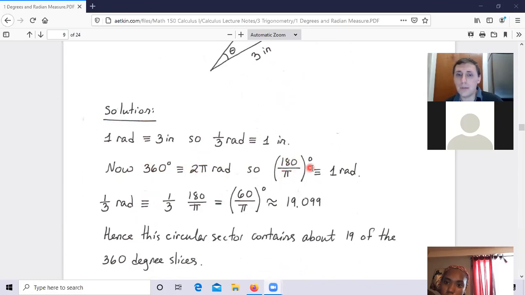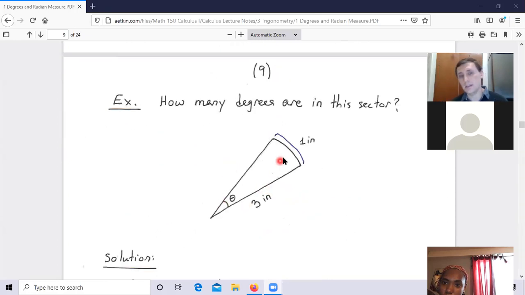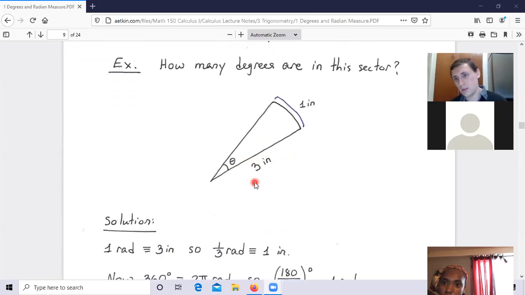So that means that 180 divided by pi degrees is 1 radian. And what we have is 1/3 of it. The crust is 1/3 of 1 radius, so it's 1/3 of that number. It's 60 divided by pi. Most of you wrote 60 over pi, and that's correct. And that's approximately 19 slices. That's right, right? Approximately 19 Babylonian slices can fit in here. Good?